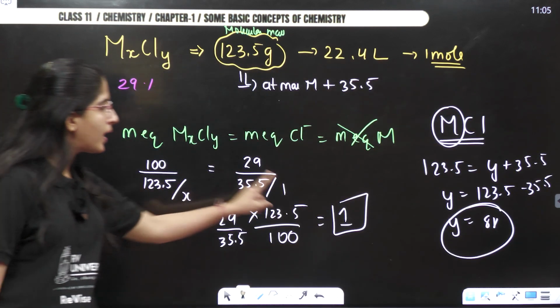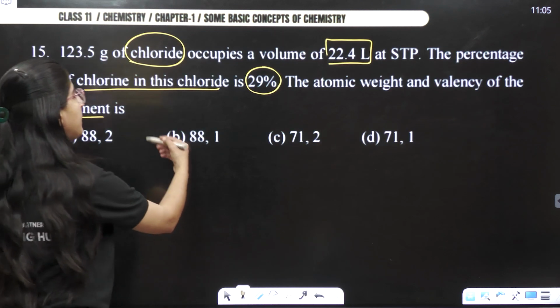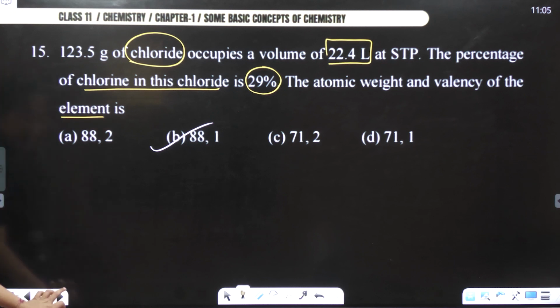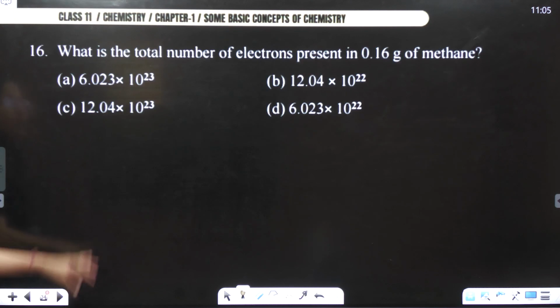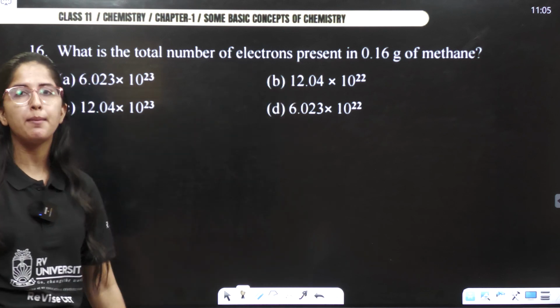So valency is 1 and mass is 88. So therefore option number D is your correct option. Now let us move towards the next question. What is the total number of electrons present in 0.16 gram of methane?